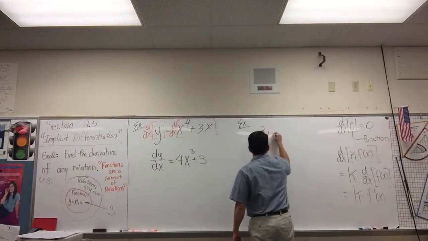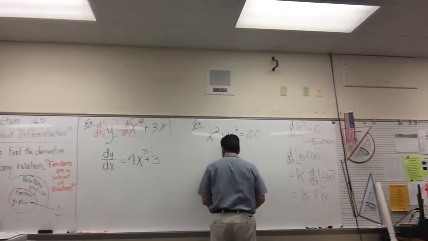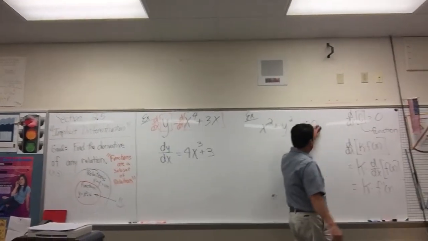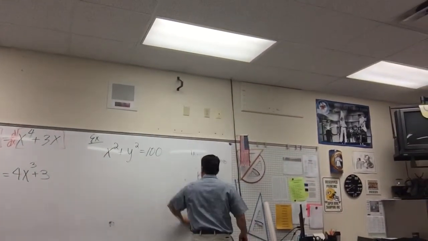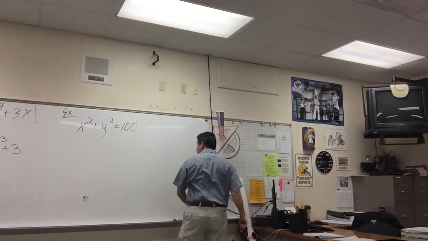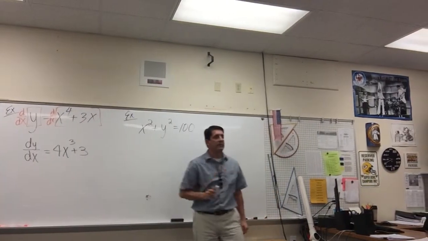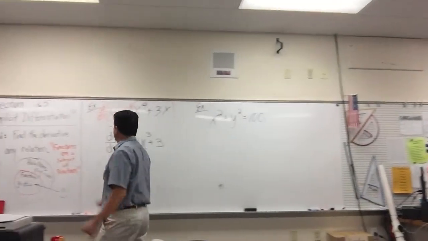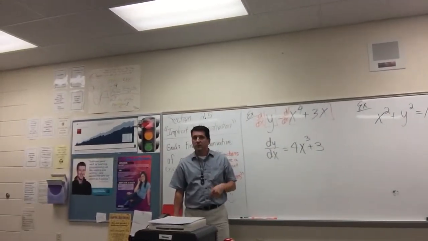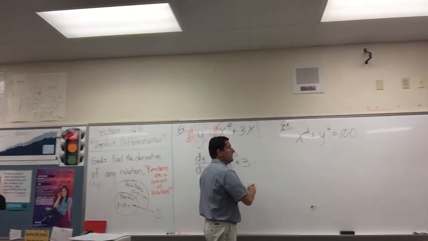Let's say x squared plus y squared equals 100, like I had here. Everybody recognizes that as a circle with a radius of 10, centered at the origin. So if I want to know the slope of the line tangent at any point on this circle, I need to find the derivative of this. So this is how we do it. I'm going to follow the same technique here. Watch what I'm going to do.